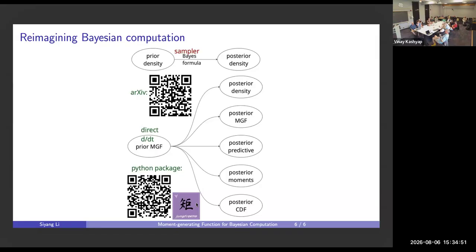A new reimagining of Bayesian computation. I think that was my idea. That's what I'm saying. All of the standard Bayesian formulas are replaced with moment generating functions. Although there are still limitations. For example, it only works for positive parameters and only works for 14 named likelihoods so far.